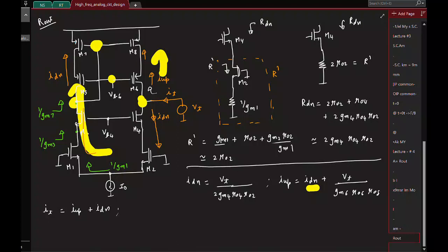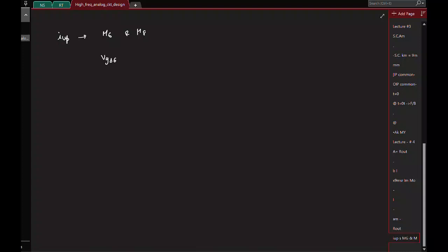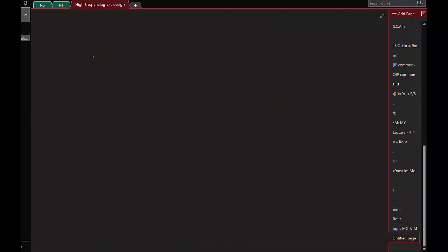Okay, see, like I mentioned, if you want to write the expression for I up, I up is the current flowing through this M6 M8 branch. Let me write it again. I up is flowing through M6 and M8, so this will be both due to VGS of M6 and VDS. Now if you see the contribution we have from I down, this is the down current. Okay, let me redraw it and then explain it again, that might make it clear. Just give me a second.